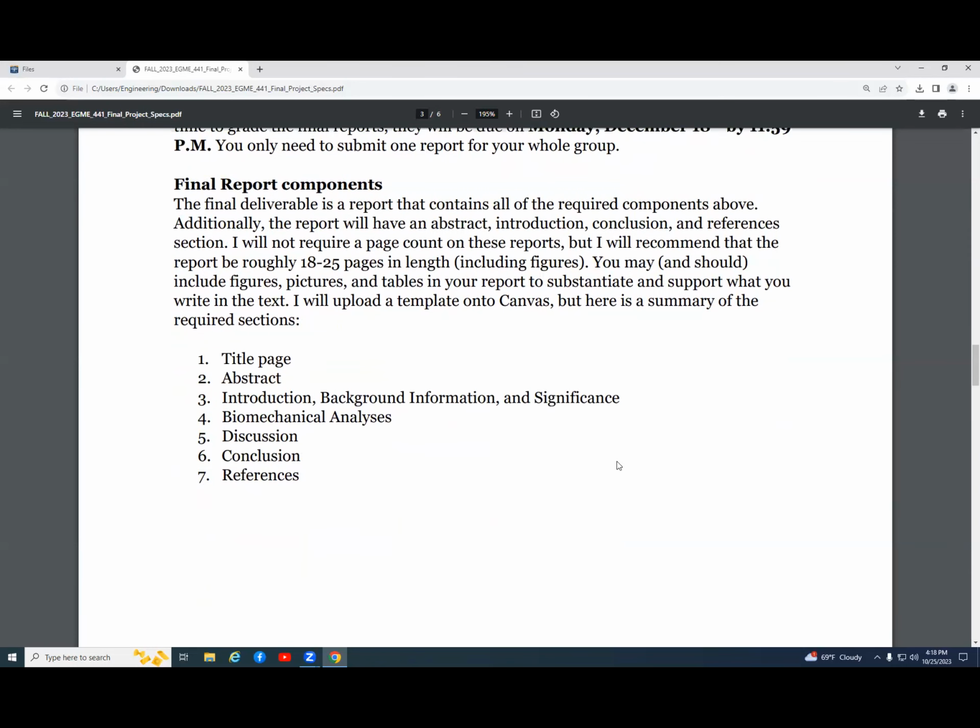Okay. Final project, final report components. And so I'm going to give you a template for the final report. It's going to give you all of these sections, and you can just follow that template. But please do use these sections, because I use them to grade your final report. If everything is sorted out into the particular sections, then it makes it easier for me to grade it. Okay.